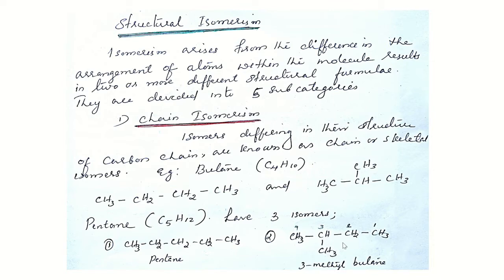3-methyl, and then except this methyl group, how many carbon atoms are left? 1, 2, 3, and 4. So total 4 carbon, and 1 carbon in the third position. So 3-methyl butane.